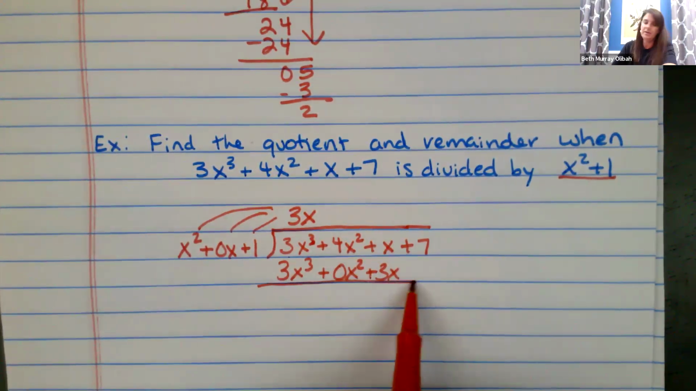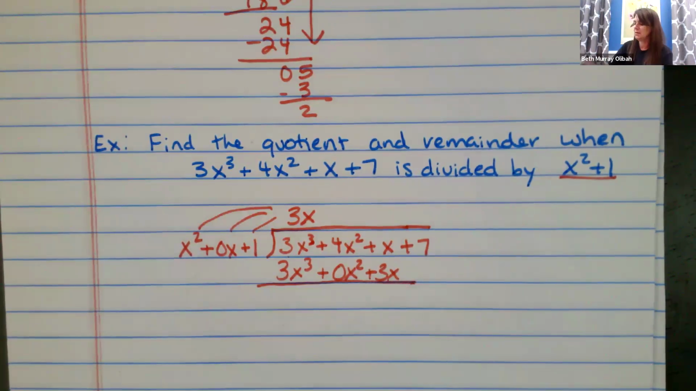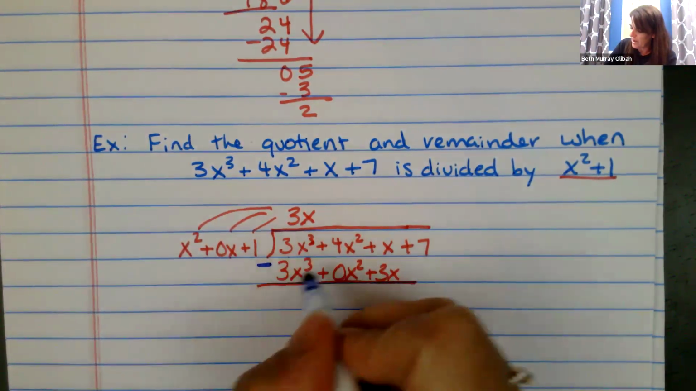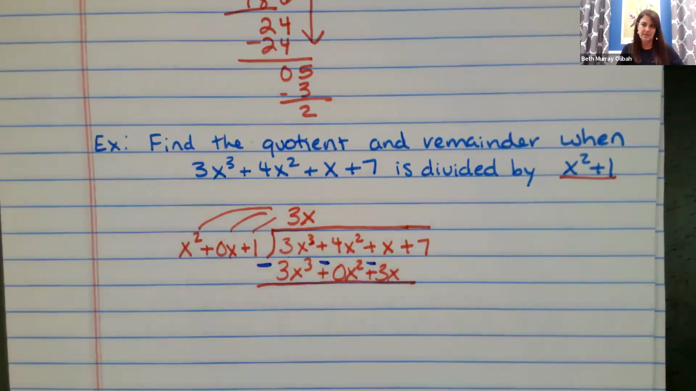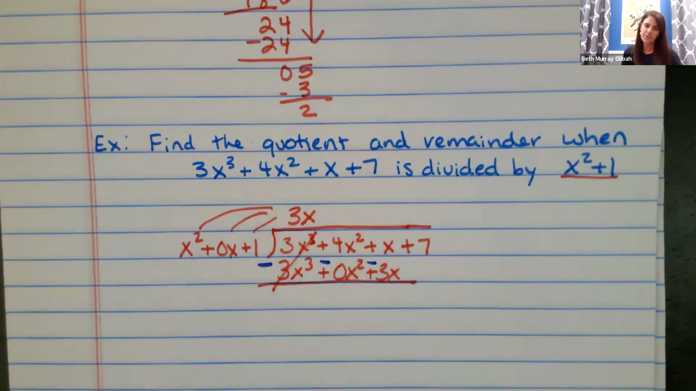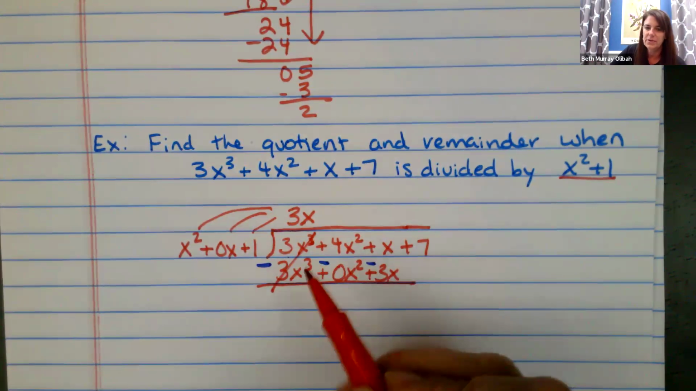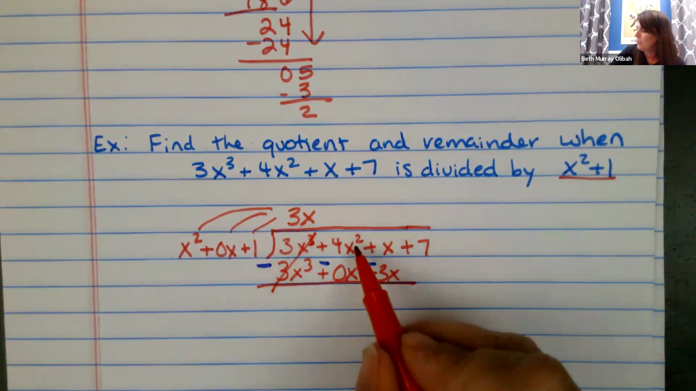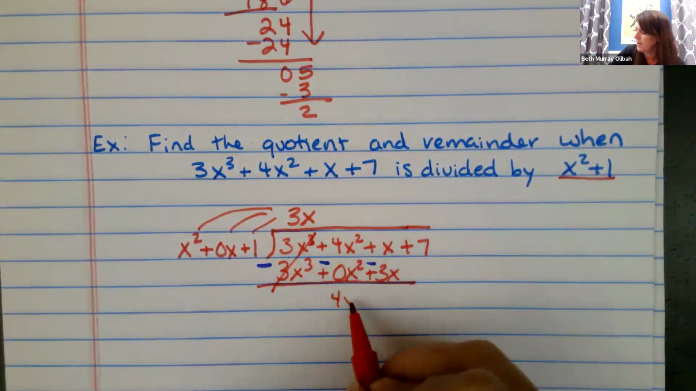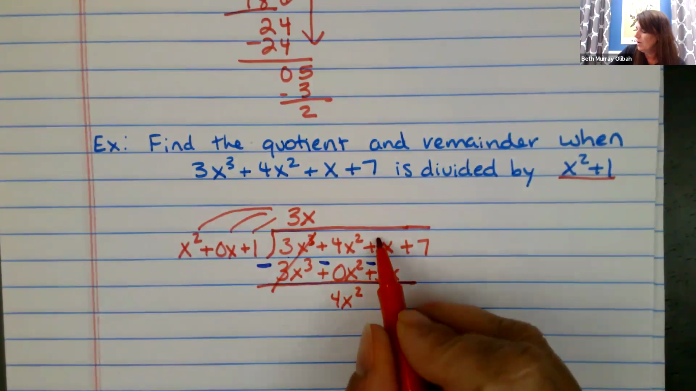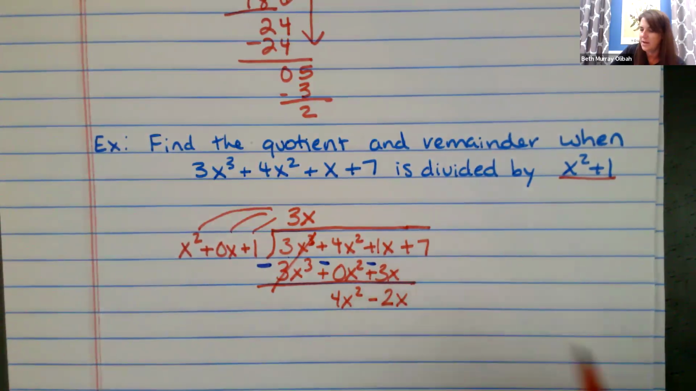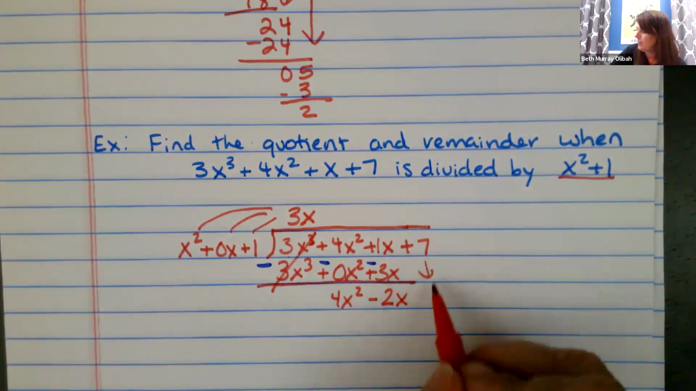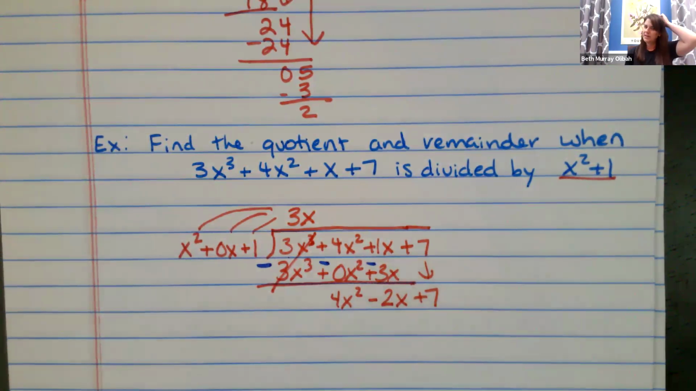Now be careful here because we need to now subtract. So make sure you're really subtracting these, and subtracting these, because sometimes it gets easy to make a mistake with the negatives. So these are gone, which is the whole reason I picked the 3x. So they'd match and that would go away. 4x squared minus 0 is still 4x squared. 1x minus 3x is negative 2x. And now I bring down what's next.